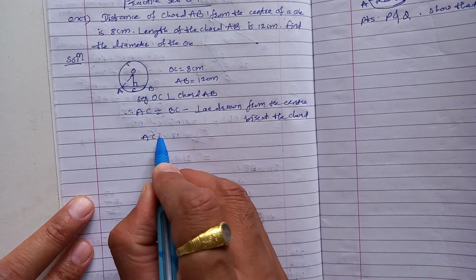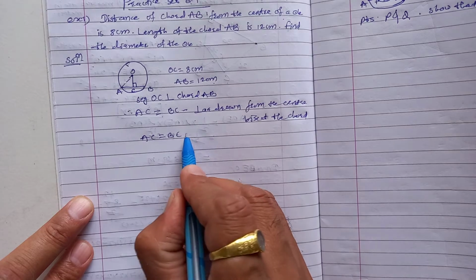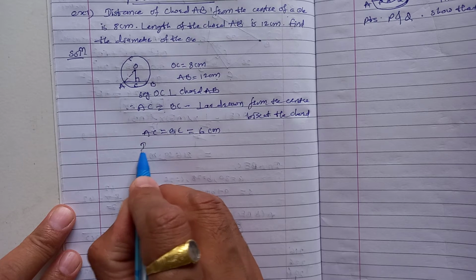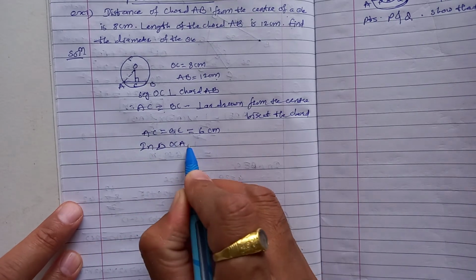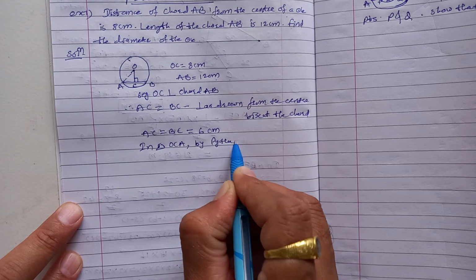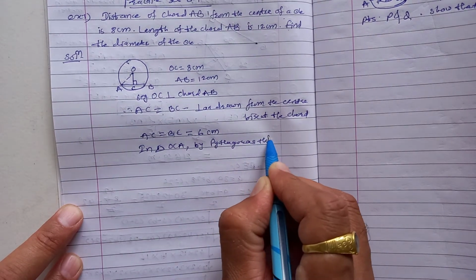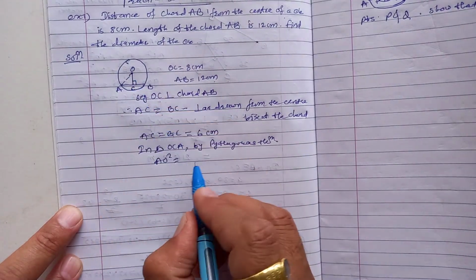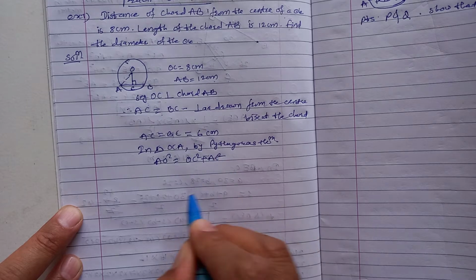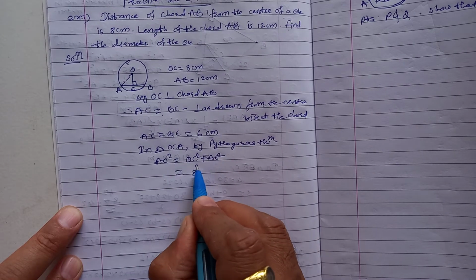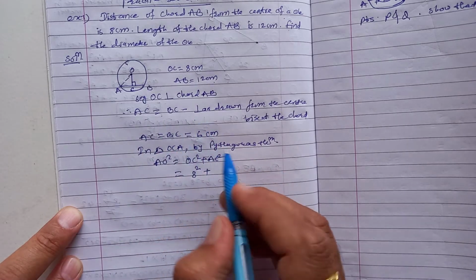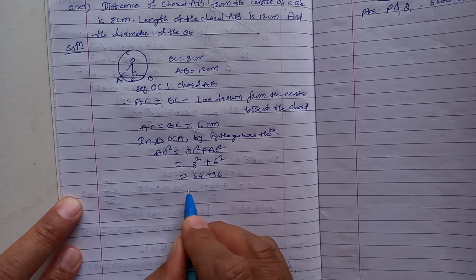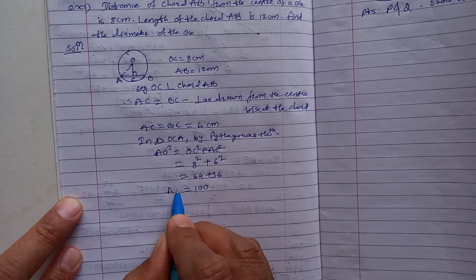So here AC is equal to BC. Total AB is 12. So it is what? 6 centimeter. Half of this. So apply in triangle OCA by Pythagoras theorem. Apply it. AO square is equal to OC square plus AC square. Okay. OC is 8 square. AC is, here we found it, it is 6 square. So 8 square is 64. 36 addition is 100. This is the AO square.